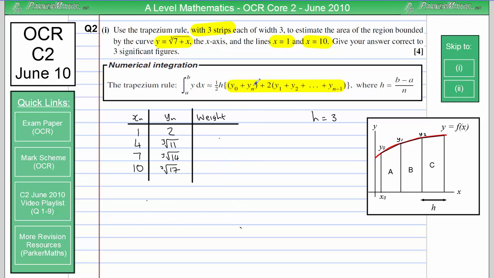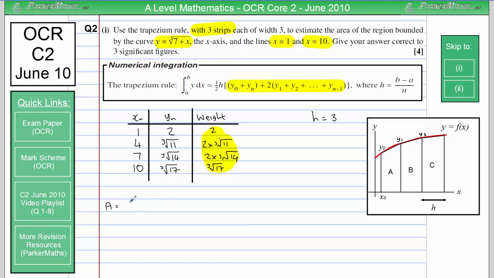So y0 and yn, the first and last values, so 1 and 10, they stay the same. So I'm just going to write 2 and the cube root of 17 in here. But the ones in the middle, they're going to be multiplied by 2. So I get 2 lots of the cube root of 11 and 2 lots of the cube root of 14. So this whole calculation inside this curly bracket here is the same thing as adding together the values in my table here. So all I'm going to do for that curly bracket is add everything in this weight column.